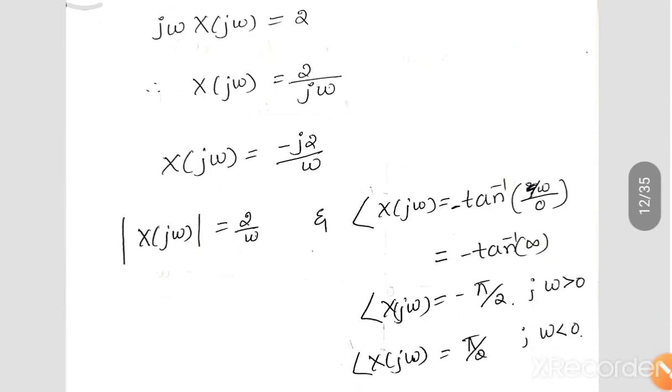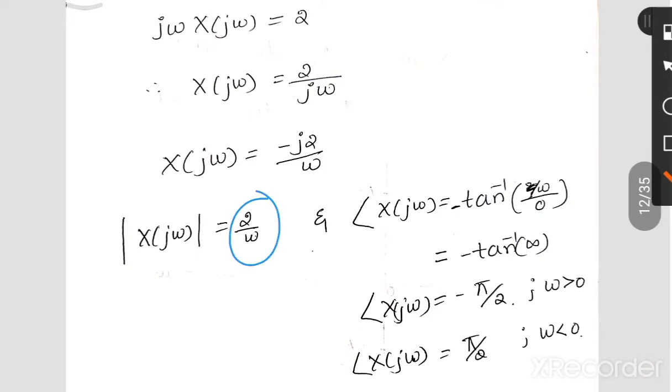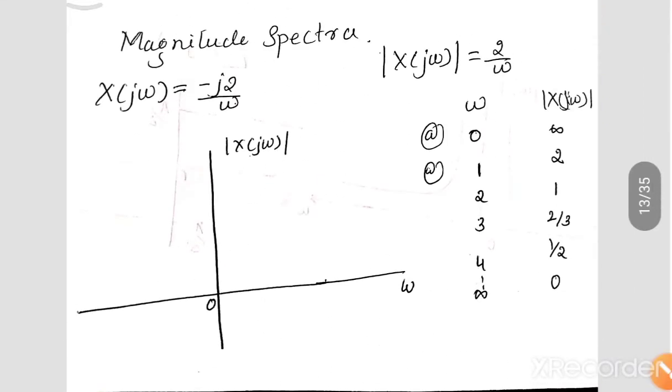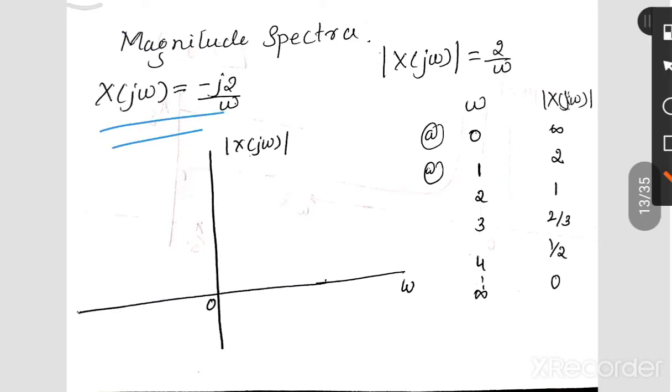Now we have to draw both the cases, the magnitude spectra and the phase spectra. For magnitude it will be 2 by omega, and for angle it will be minus pi by 2 when omega is greater than 0 and plus pi by 2 when omega is less than 0. So now we'll draw the magnitude, 2 by omega.